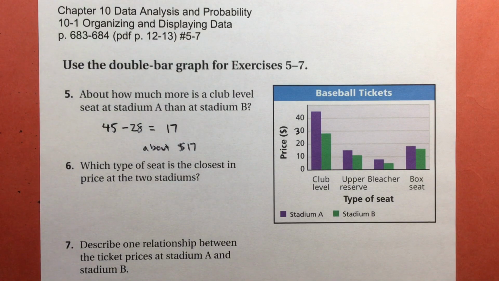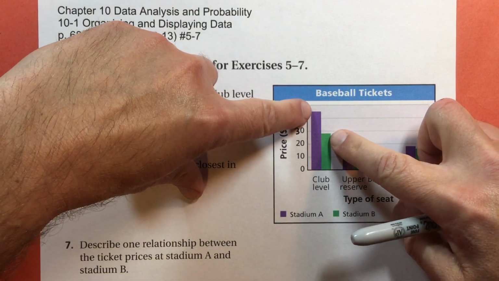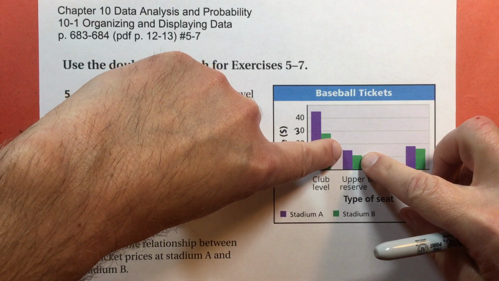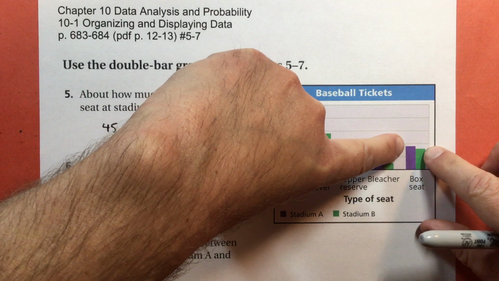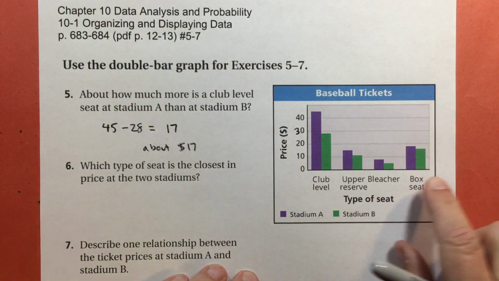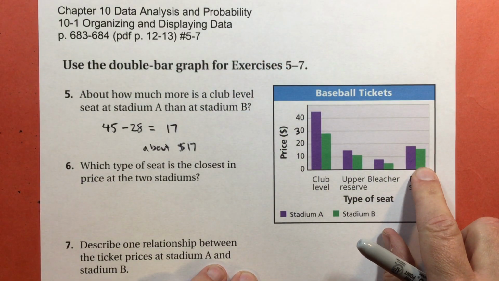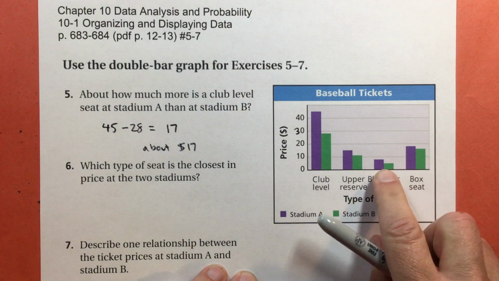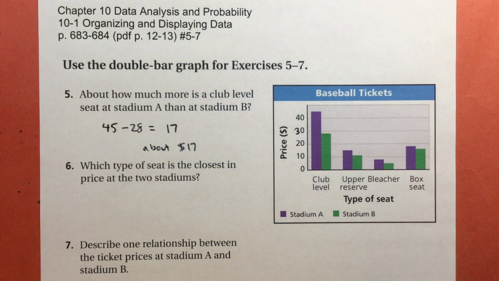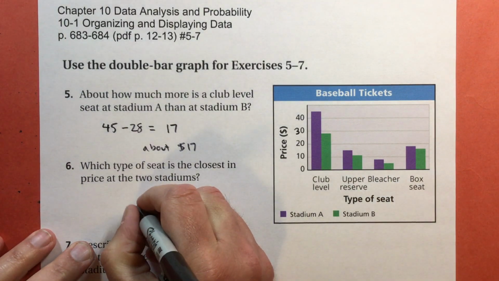Which type of seat is the closest in price of the two stadiums? So what I'm looking for is where the bars that are purple for A and green for B are almost the same. So these are really far off. These are closer. These are close. But these right here look like they're almost the same. Now, obviously the purple is still higher than the green. But I think that the difference in the height is less here than it is here and here. Again, it's just an estimation. So I'm going to go ahead and say box seat.